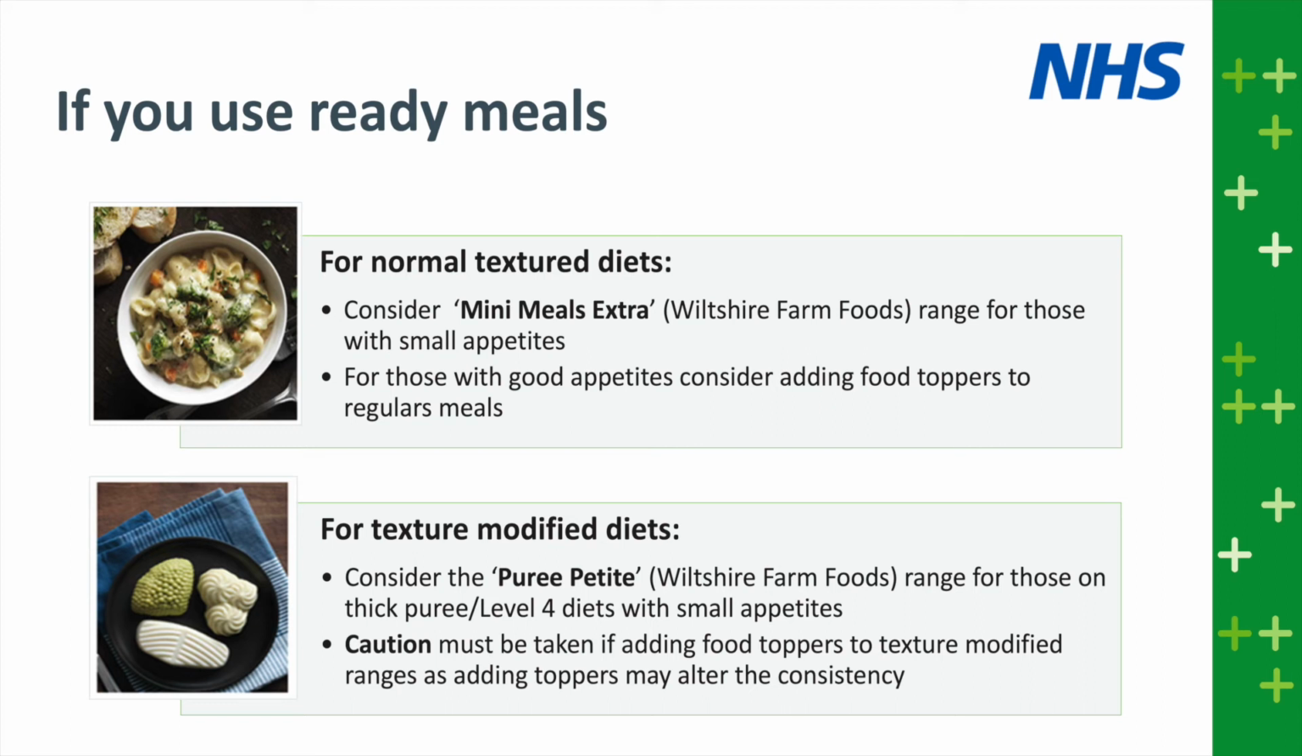So, if you use ready meals, then there are a number of ranges available for those who are at risk of malnutrition. If you're on a normal textured diet, then you may want to consider the Mini Meals Extra range from Wiltshire Farm Foods for those with small appetites. And for those who have good appetites, then you may want to consider adding the food toppers, which we discussed earlier, to those regular meals. For those who are on texture modified diets, then you may want to consider the Puree Petite range from Wiltshire Farm Foods for those who have thick puree or level 4 diets and who have a small appetite.